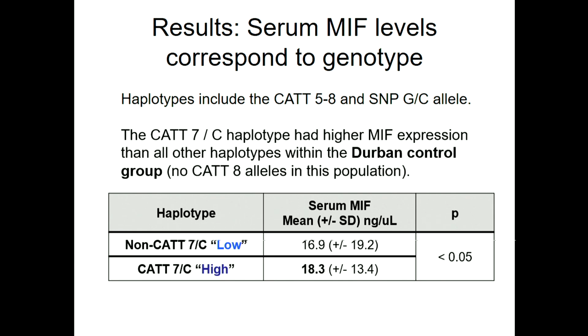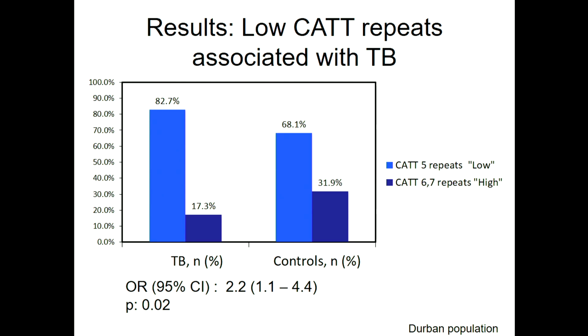So then the next question, once we've established this correspondence between genotype and MIF expression, is there any correlation between the polymorphisms that are low producers and actual active TB cases? And we showed here that low CATT repeats are actually associated with tuberculosis. So we have the active TB group here, as well as the controls. The light blue corresponds to CATT5 repeats, which are low producers, and the dark blue corresponds to CATT6 and 7 repeats, which are the high producers. The percentages here represent the percentage of individuals in each group.